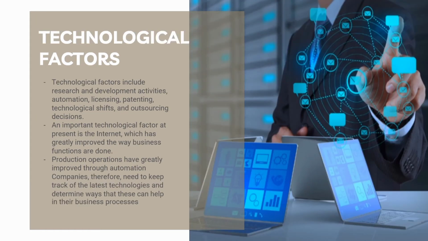Technological factors include research and development activities, automation, licensing, patenting, technological shifts, and outsourcing decisions. An important technological factor at present is the Internet, which has greatly improved the way business functions are done. Production operations have greatly improved through automation. Companies, therefore, need to keep track of the latest technologies and determine ways that these can aid in their business processes.